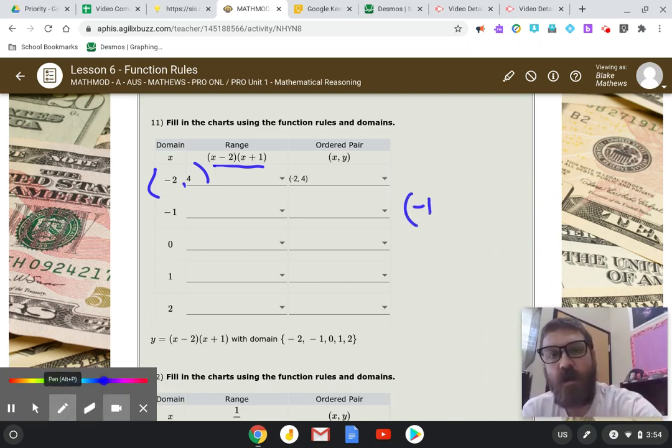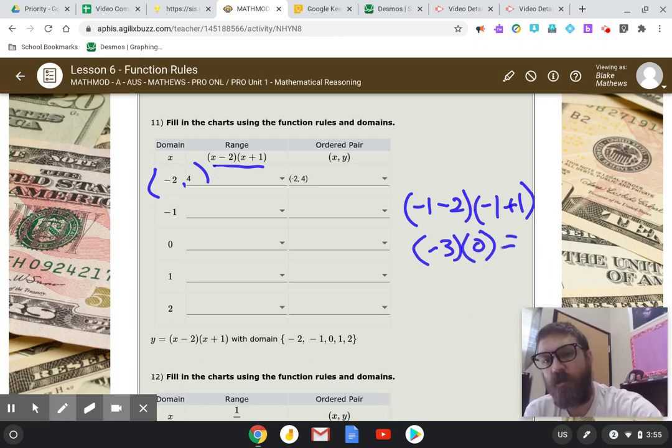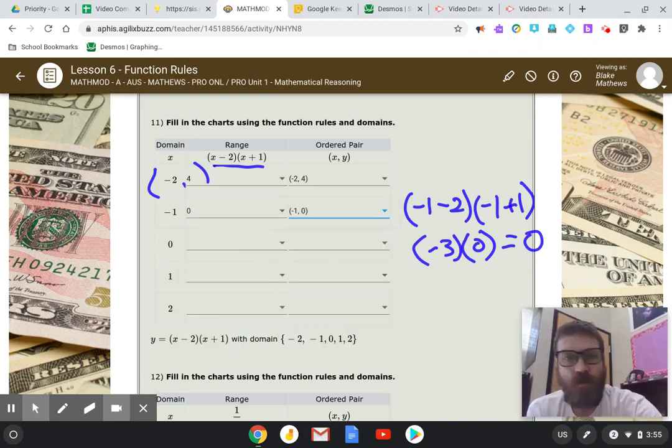Again, -1 minus 2, -1 plus 1. I'm plugging -1 into the range. That's -3 times 0 equals 0. So we go over here, we choose 0, and then we choose -1, 0 as our ordered pair. You should be able to do the rest of those without much trouble. So you just plug in the domain into this range, find the answer, and then find the ordered pair that matches the domain and range combination.